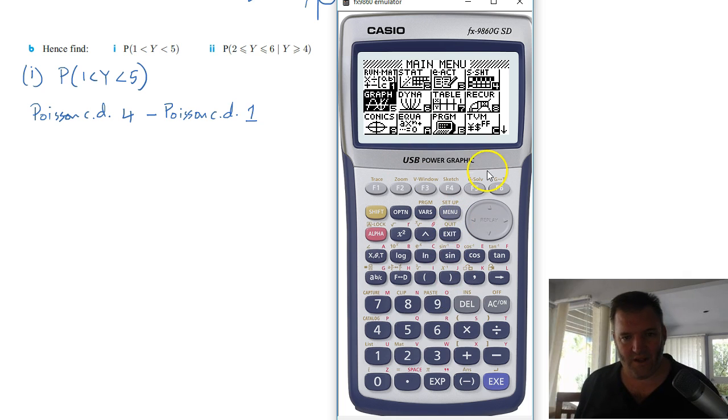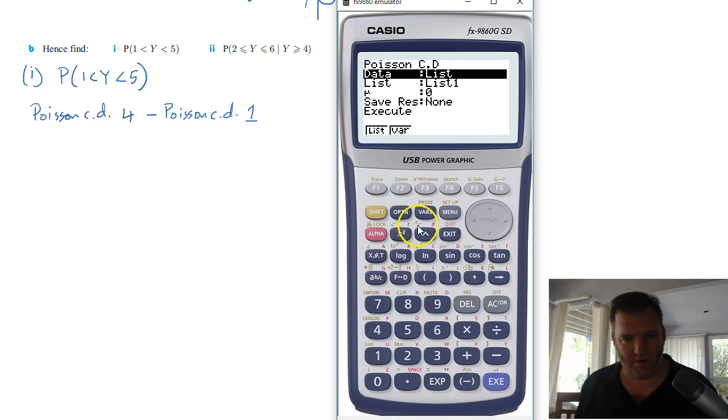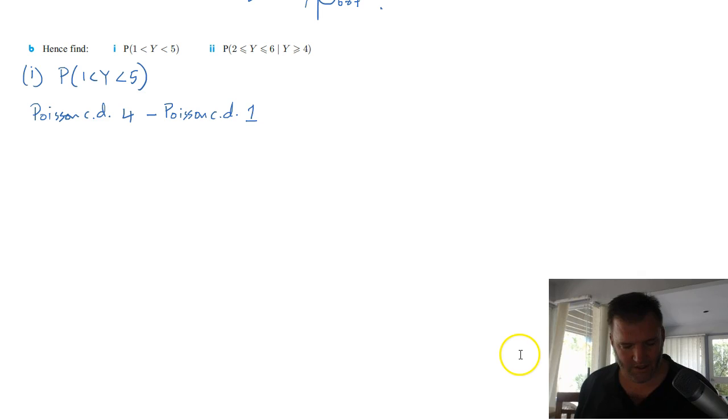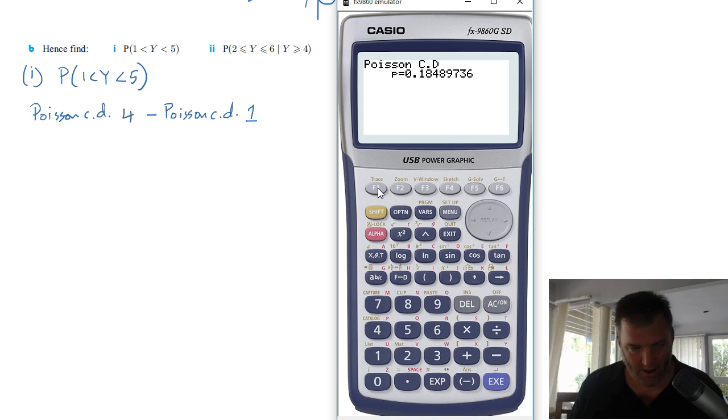Let's go for stat Poisson distribution. Cumulative distribution, we're going back to a variable. I could have used the list, I already had it there. And I want to know up to and including 4 when our expected number, what was it again? 3 plus root 15. We go ahead and work that out. Calculate that. 0.1849 approximately.